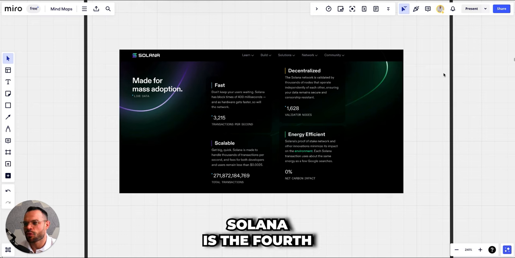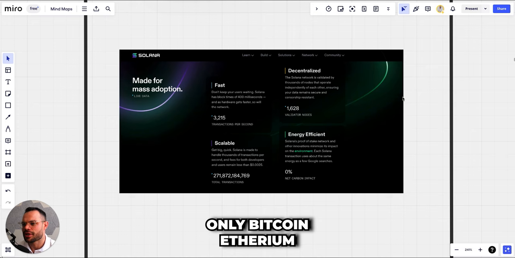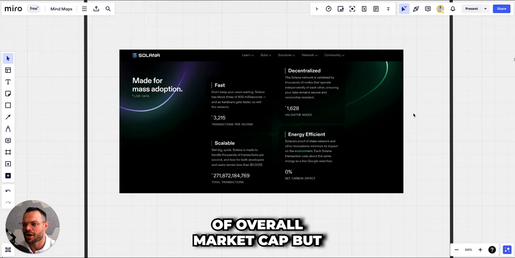Solana is the fourth largest cryptocurrency by market cap. When we exclude Tether, obviously, as a stablecoin, it is behind only Bitcoin, Ethereum, and currently slightly behind BNB in terms of overall market cap.